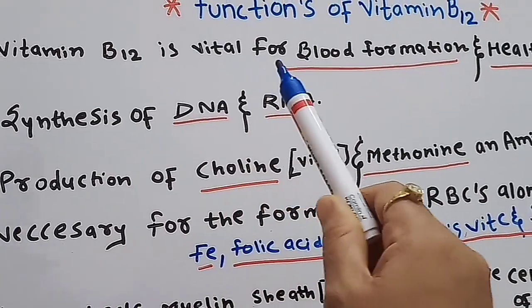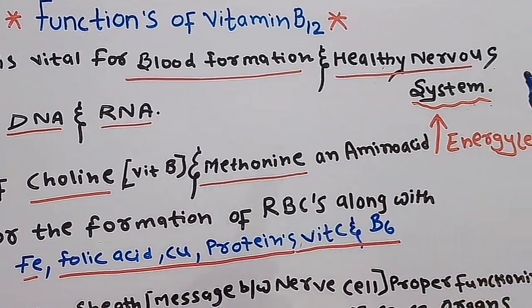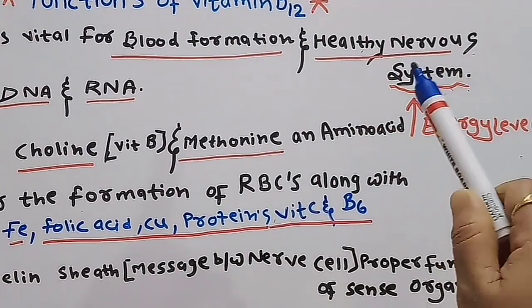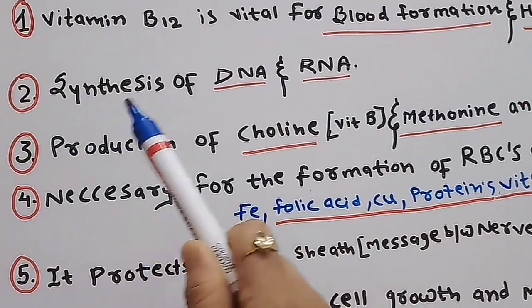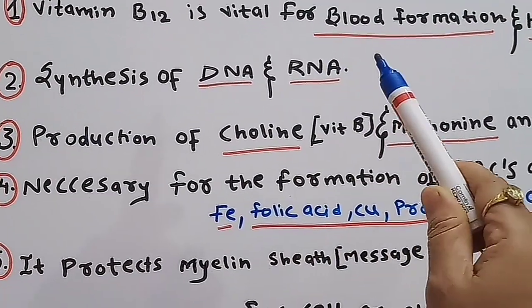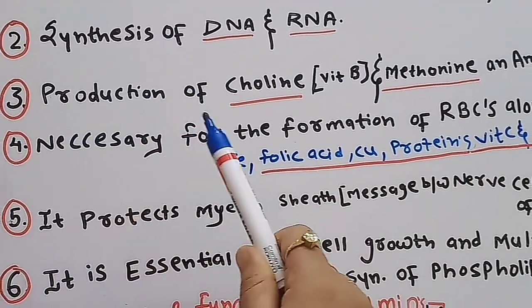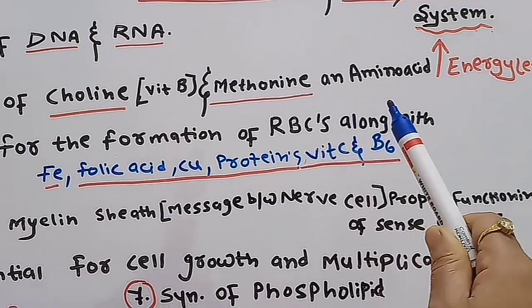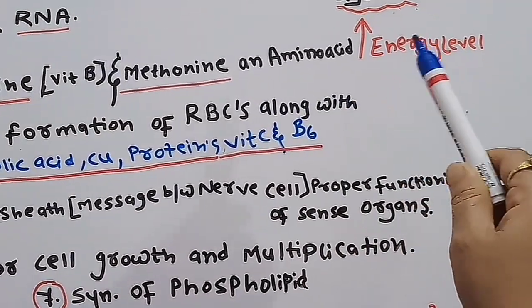Vitamin B12 is vital for blood formation and a healthy nervous system. It helps in the formation of blood and maintains a healthy nervous system. It helps in the synthesis of the DNA and RNA of our genetic material. It helps in the production of choline and another vitamin B, and methionine and amino acids, which help us to boost up the energy level.